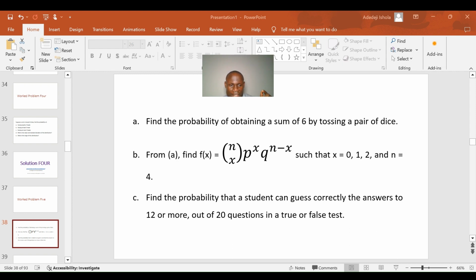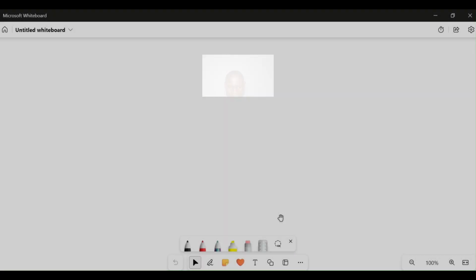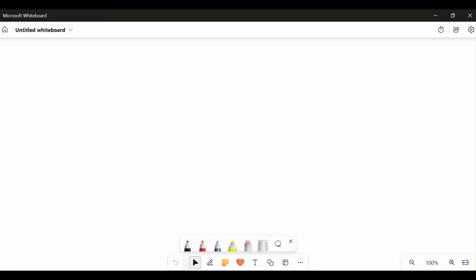Now let's see how this question goes. We are asked to find the probability of obtaining a sum of 6 from tossing a pair of dice. When you hear that a pair of dice is tossed, it means you toss two dice. A pair means two. So the first thing you have to do is conduct your experiment. It's best in this scenario to use a table for convenience. The first die we have 1, 2, 3, 4, 5 and 6.